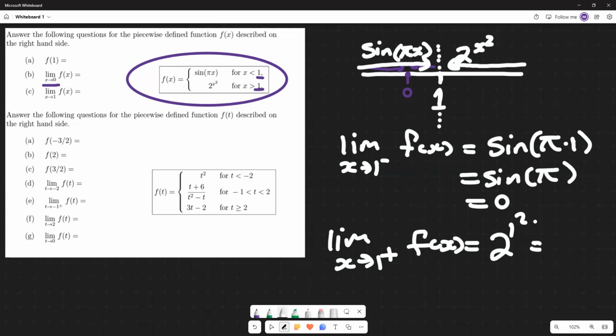And then when you're working with the exponent like that, you work downwards. So the 2 is still there. It's going to be 1 squared, which is 1. And then the answer is 2. All right. Now let's check the second question.